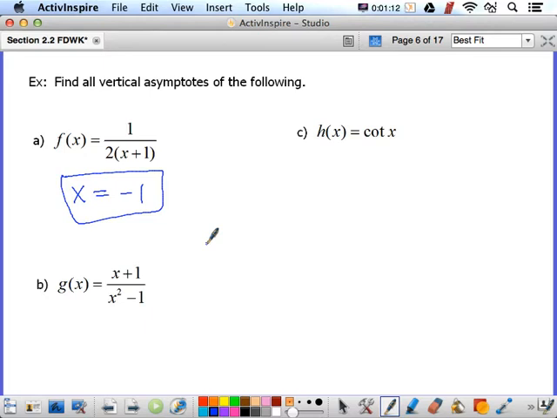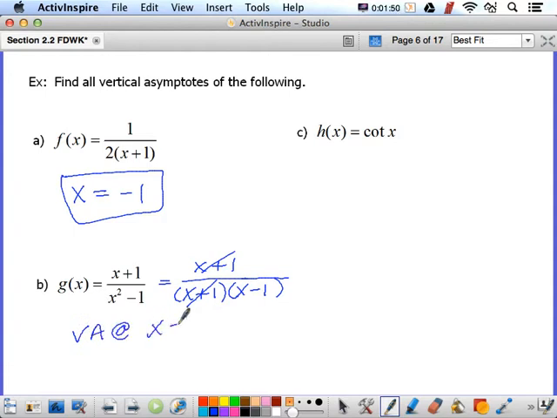Let's talk about g of x equals x plus 1 over x squared minus 1. If we factor that, we can see that there are two restrictions. There is a restriction at x equals -1 and at x equals +1. Both of those are discontinuities, but only one of those is a vertical asymptote. Which one? X equals +1 is a vertical asymptote. The other one is a hole, right? Yes.